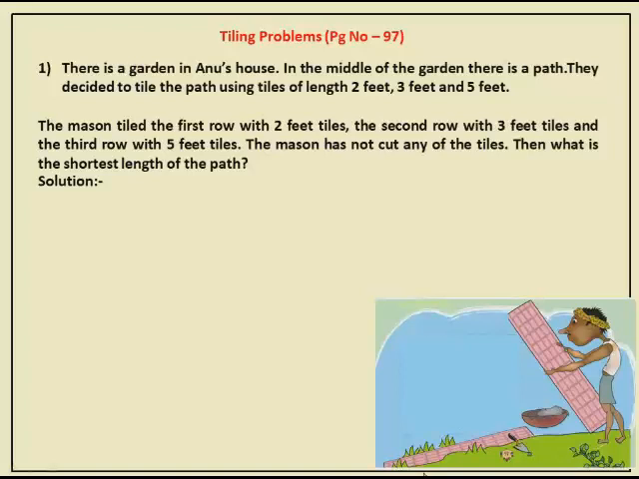Now, tiling problems, page number 97. First one, there is a garden in Anu's house. In the middle of the garden there is a path. They decided to tile the path using tiles of length 2 feet, 3 feet and 5 feet. Okay, the mason tiled the first row with 2 feet tiles, the second row with 3 feet tiles and the third row with 5 feet tiles. The mason has not cut any of the tiles. Then what is the shortest length of the path?